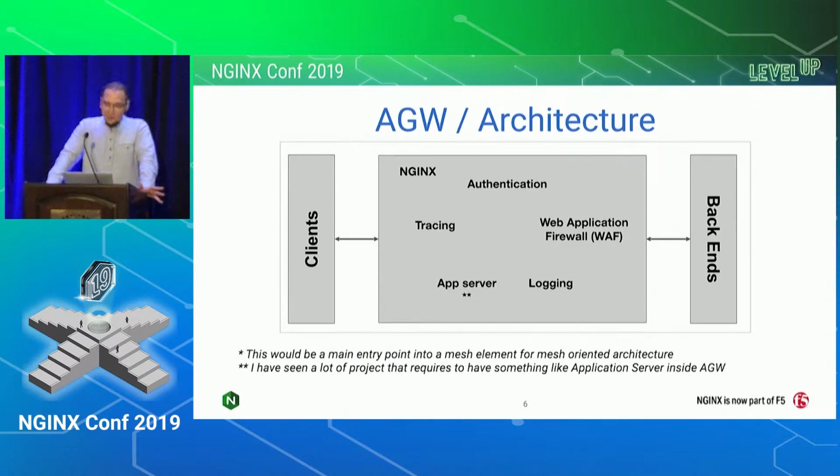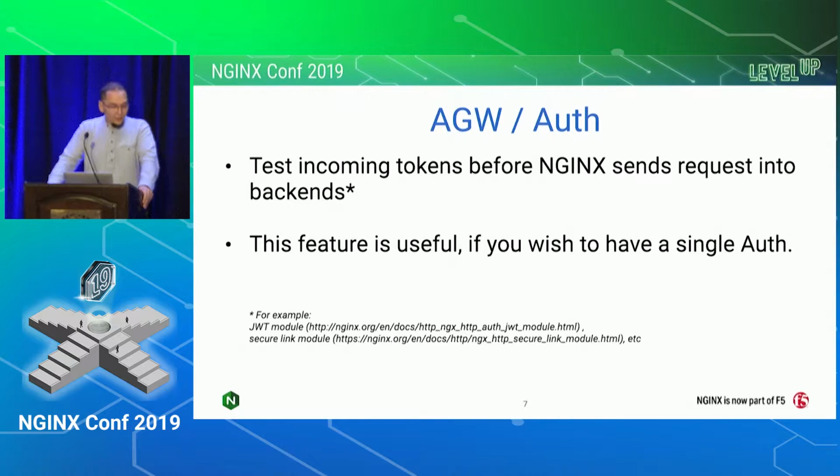Going forward, let's speak about API gateway functions. This slide shows that it should have at least tracing, authentication, web application firewall, logging, and the new thing, which I think has to be inside API gateway, is an application server. I will explain this point in our slide. But before that, I also wish to say what each function means.